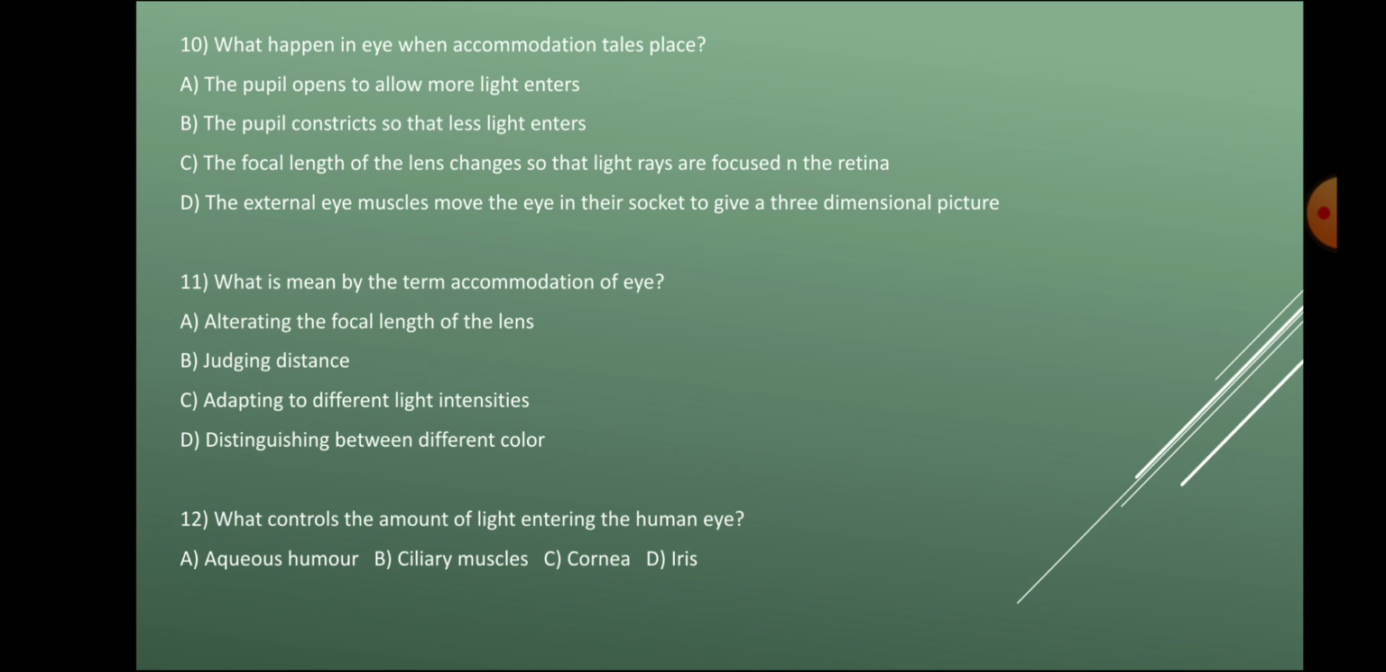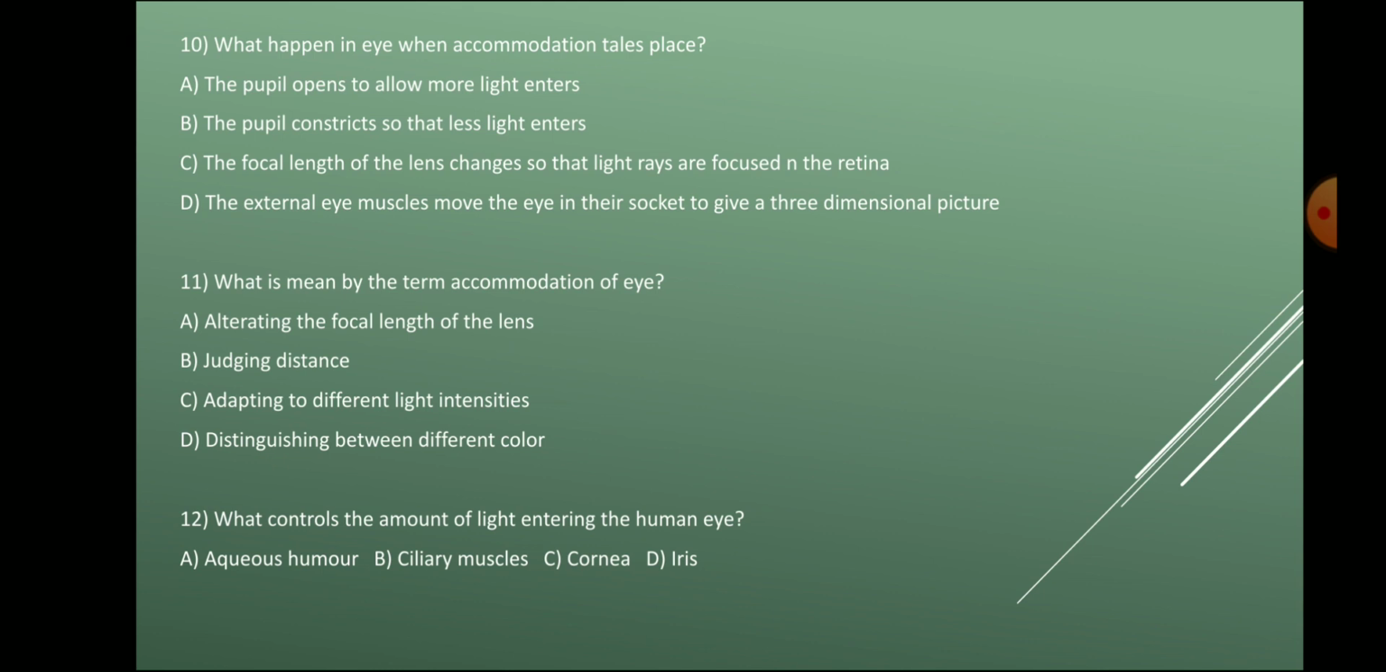Now the next question is, what is meant by the term accommodation of the eye? The options are: A, altering the focal length of the lens. B, judging distance. C, adapting to different light intensities. And D, distinguishing between different colors. The correct option is A, altering the focal length of the lens.